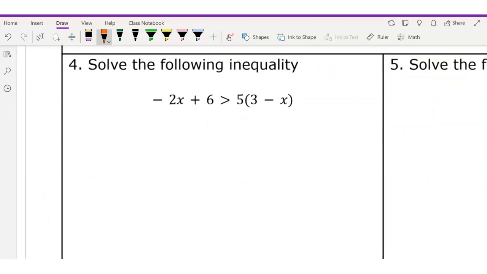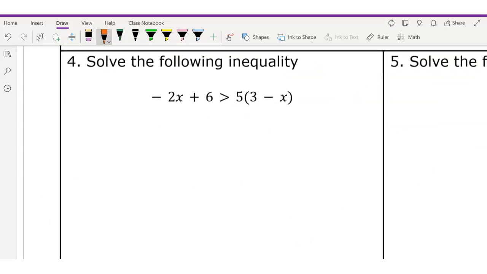Let's go on to the next one. Again, we have another inequality. We solve it just the same as our equations. Let's look at the left side of the inequality. Nothing can be done there. Let's look at the right side. And notice how we have parentheses. So let's go ahead and distribute.